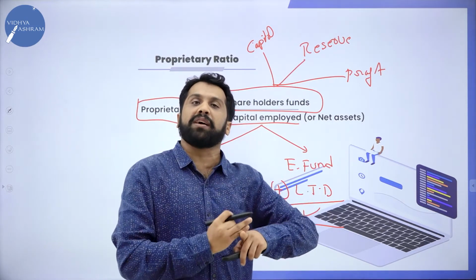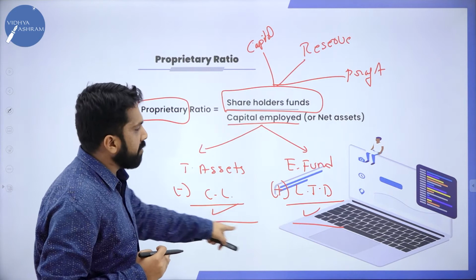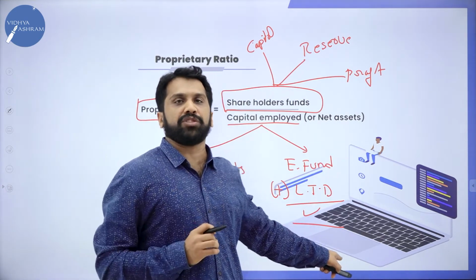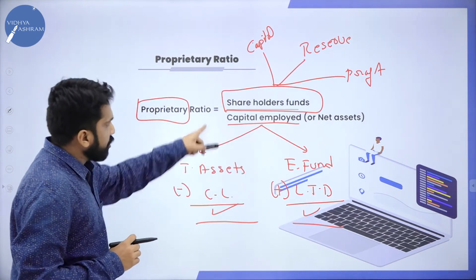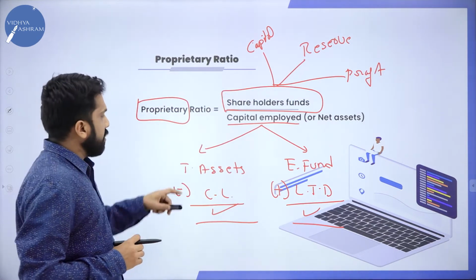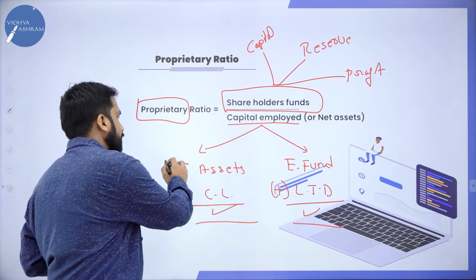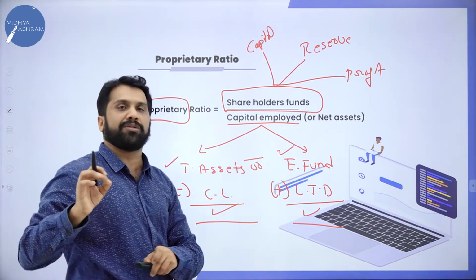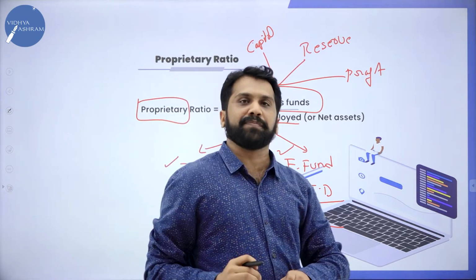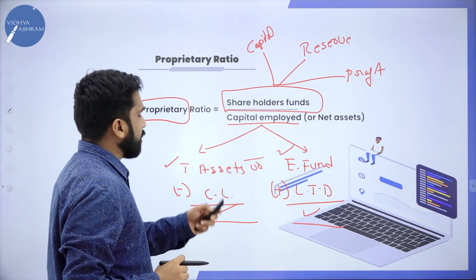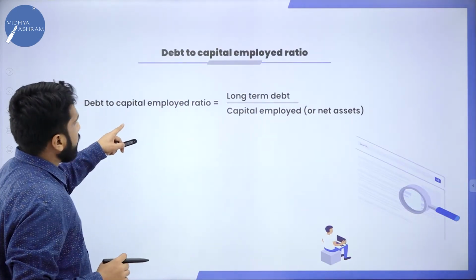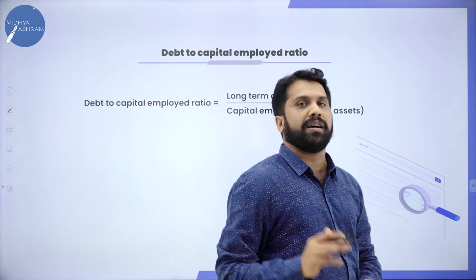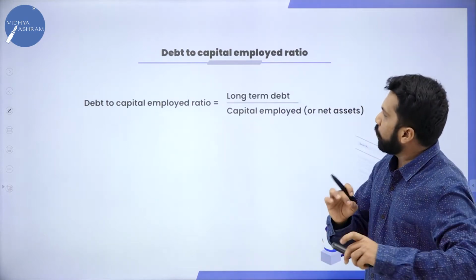As per the requirement, as per the information available in the question, you can go for either calculation. Remember, shareholders fund, these three, and your capital employed is this one or this one. You can go for any one. Now, we'll go for the third one. Debt to capital employed ratio. There is a third formula, a third ratio. What is the formula?